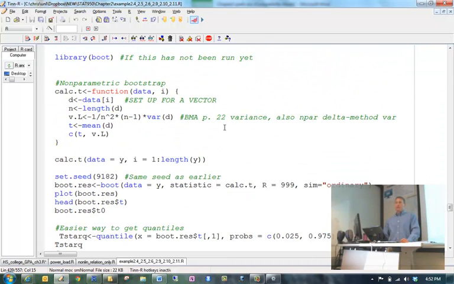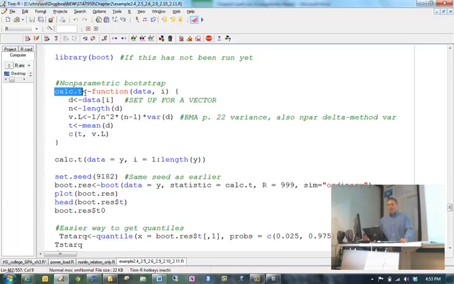So I'm going to use the boot function here. If you remember from when we used the boot function in the past, we need to create a function that calculates my statistic of interest. Now in this case, I'm going to actually need to calculate two different statistics in this function. The mean, and now also the variance.